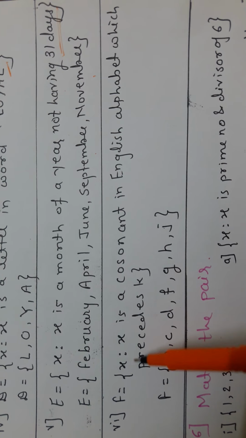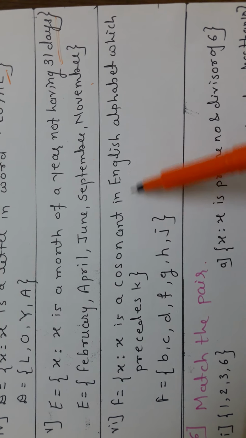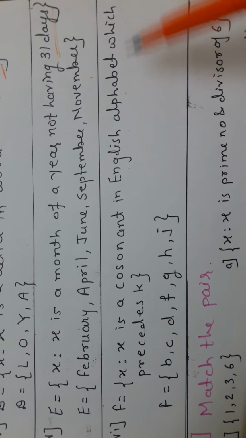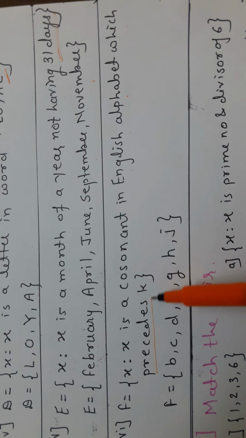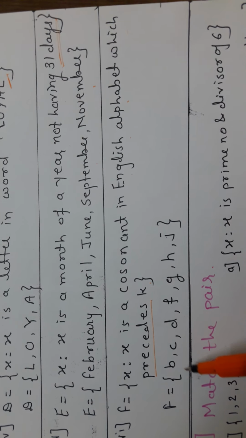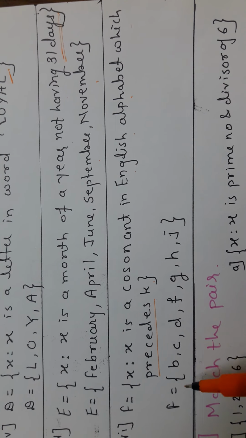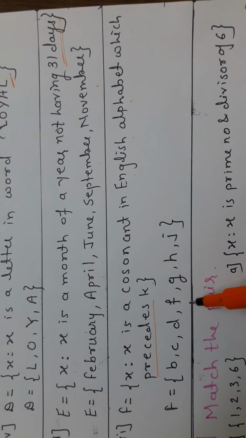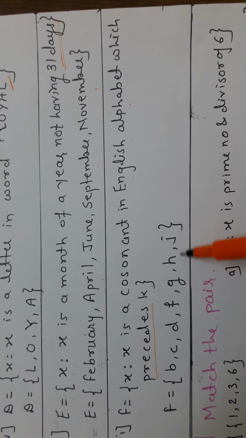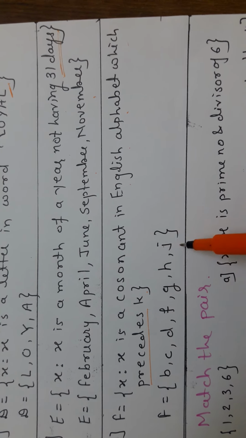Sixth is F is equal to the set of x such that x is a consonant in the English alphabet which precedes K. Now which are these consonants we want? So A is a vowel, we can't take. B, C, D. E we can't take, vowel. F, G, H, and this is separated by the comma.